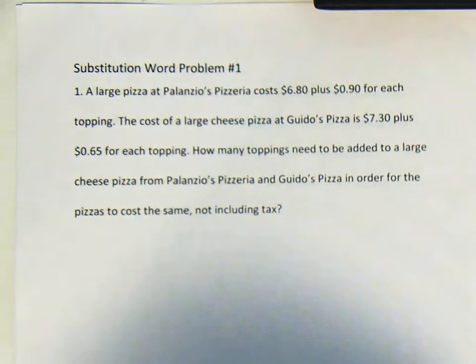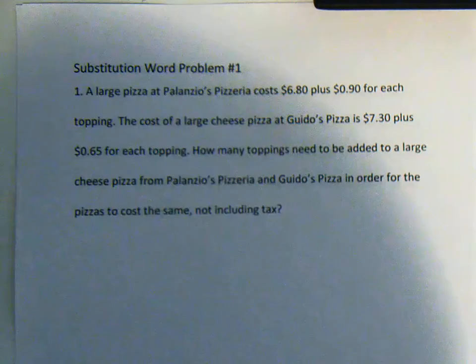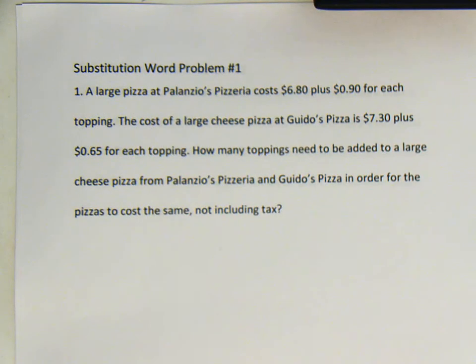Substitution word problem number 1. A large pizza costs $6.80 plus 90 cents for each topping. The cost of a large cheese pizza at another store is $7.30 plus 65 cents for each topping. How many toppings need to be added to a large cheese pizza from each in order for the pizzas to cost the same, not including tax?